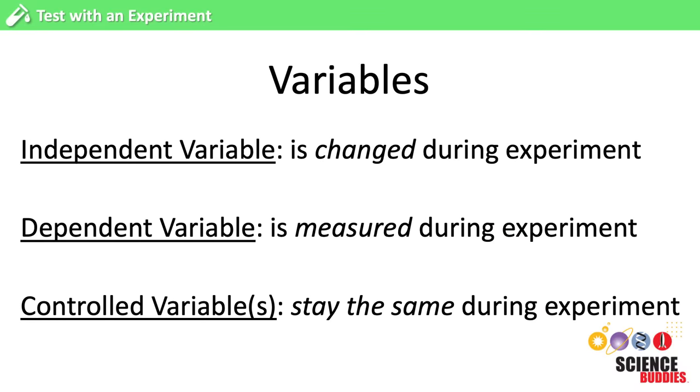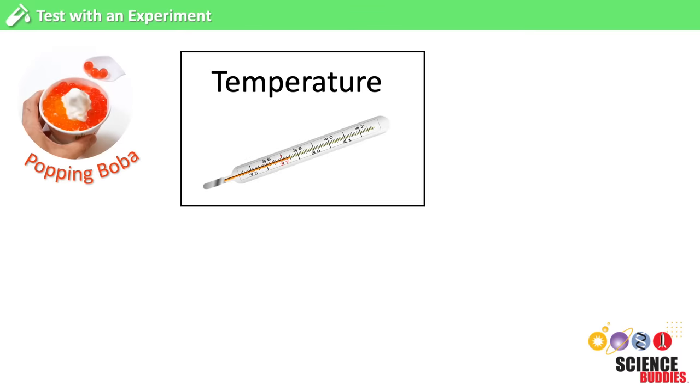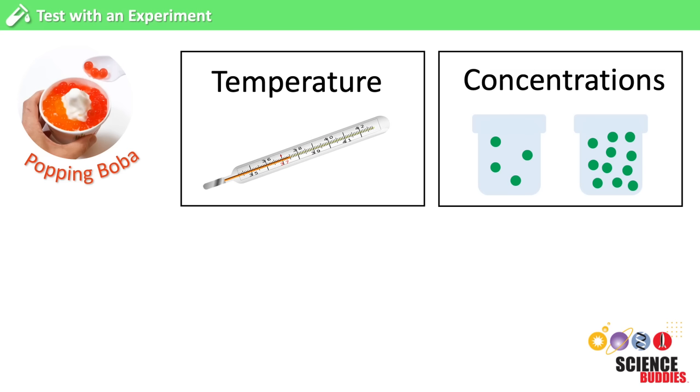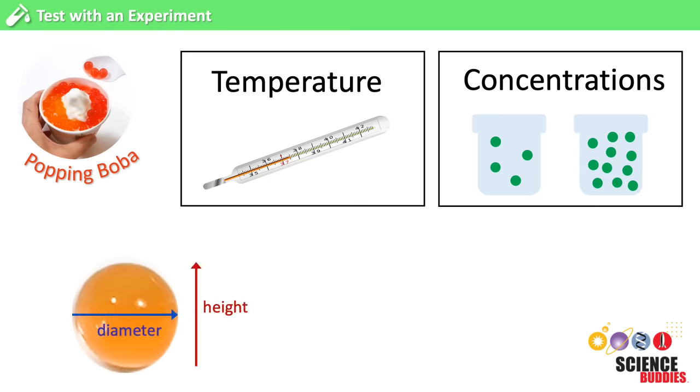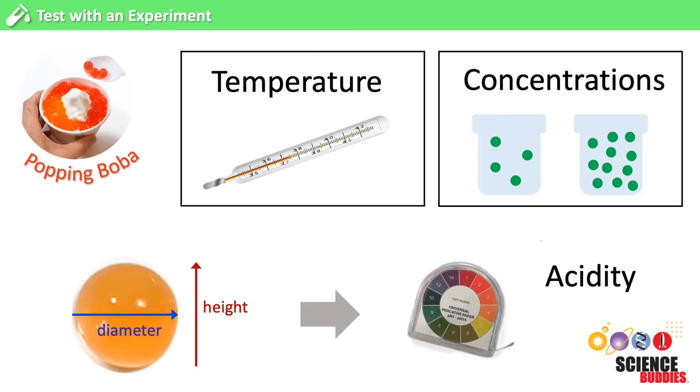Controlled variables are all the other conditions in the experiment that we want to keep the same. In our popping boba experiment, the reaction temperature or quantities of each ingredient are some examples of controlled variables. By keeping all the controlled variables the same, we know that any changes in the height or diameter of the boba are due to the acidity of our juice instead of one of these factors.